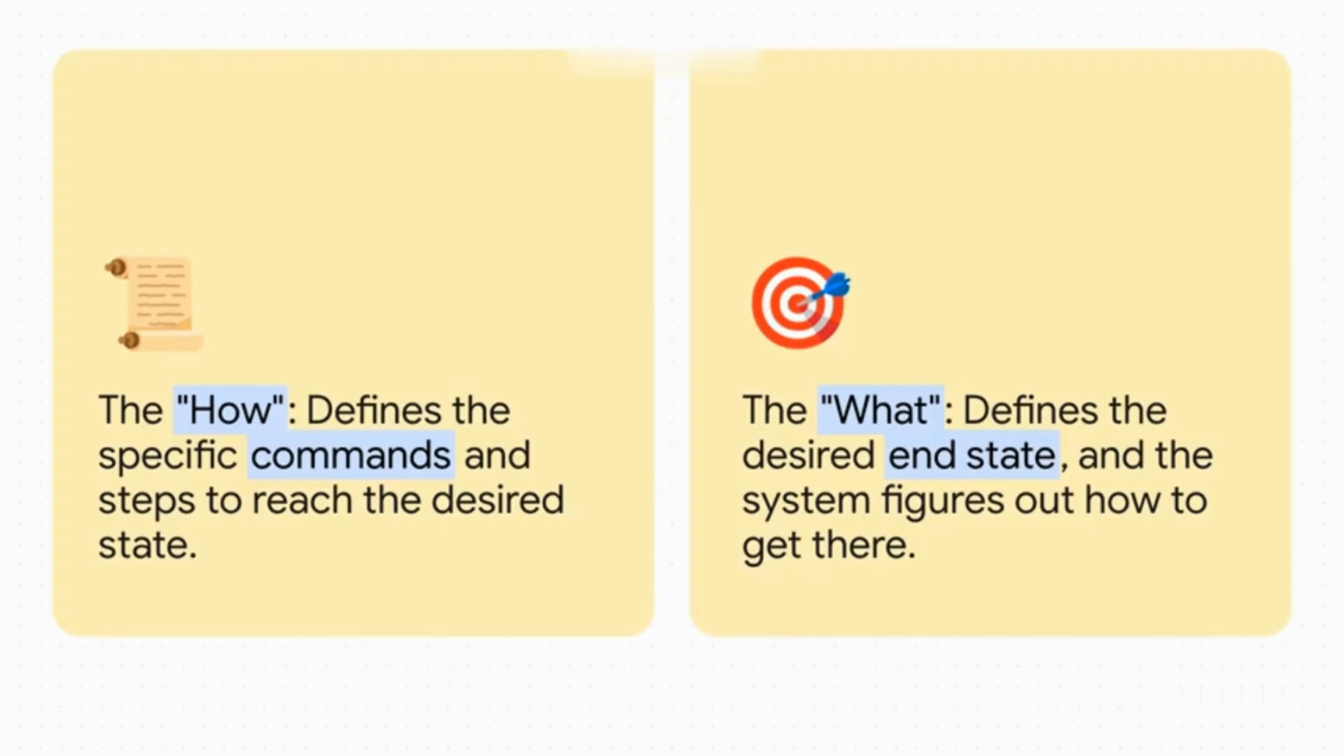So it really comes down to two ways of doing things. The old way is imperative. It's like giving someone turn-by-turn directions. Go straight, turn left, then turn right. You have to list every single step. But the declarative approach, the one IaC loves, is more like just plugging a destination into your GPS. You just define the what, the final state you want, like, hey, I need 5 web servers and a database. Then the system is smart enough to figure out the how all by itself.